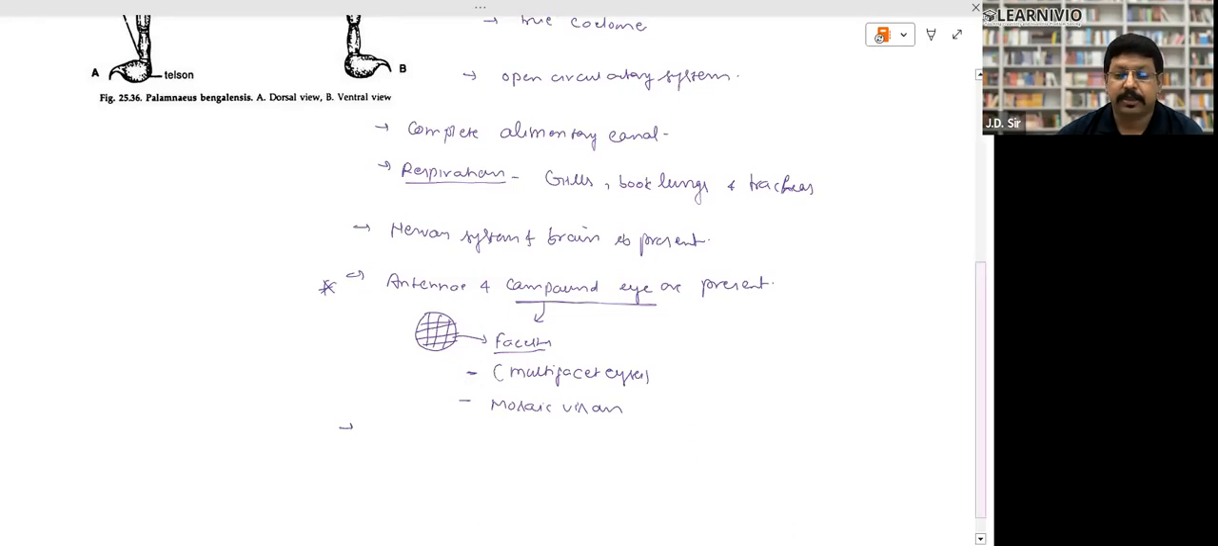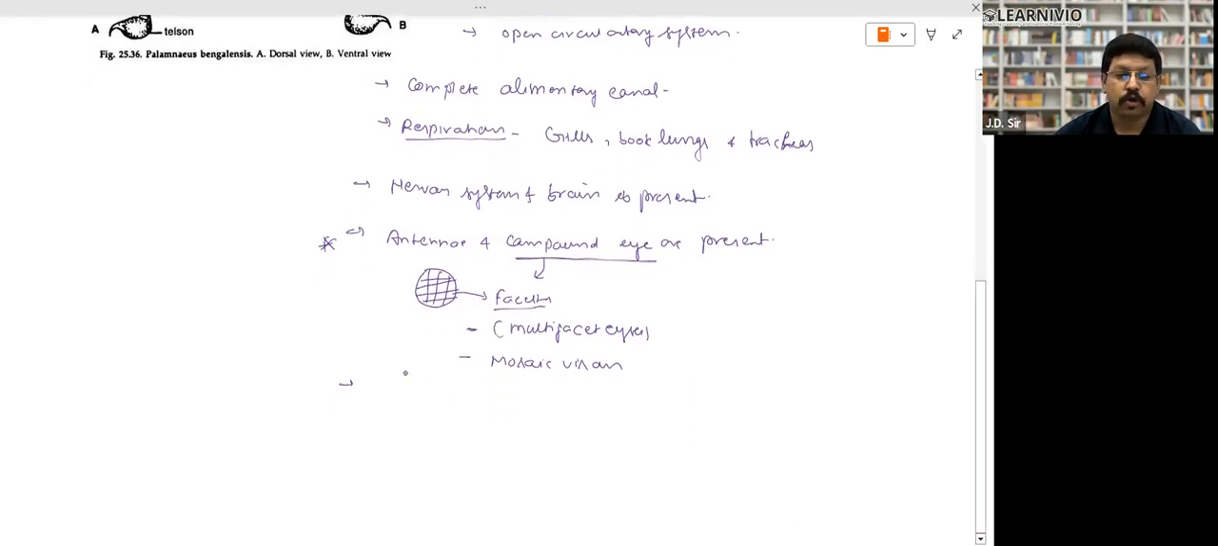No cilia. Insects do not have ciliary epithelium. No cilia is present, right? They do not have cilia-like structures. This is an important point, remember this point. Muscles are generally striped. They have striped muscles.